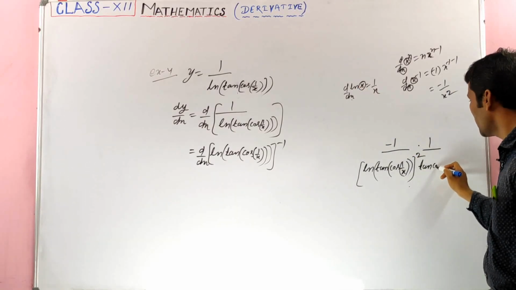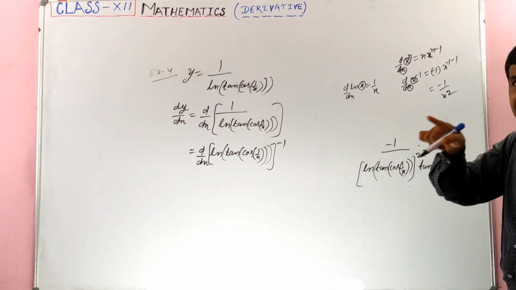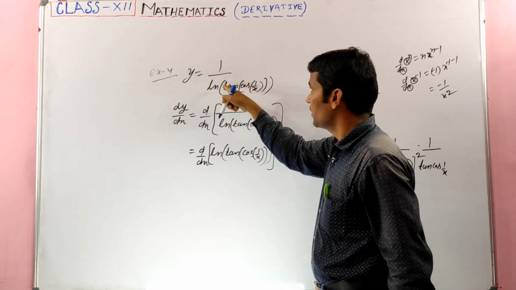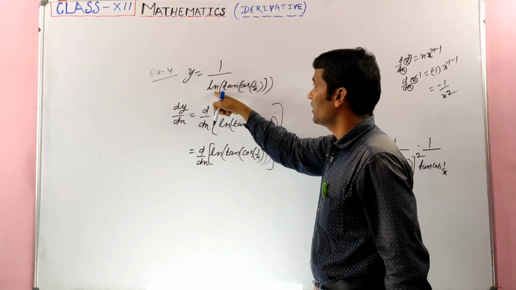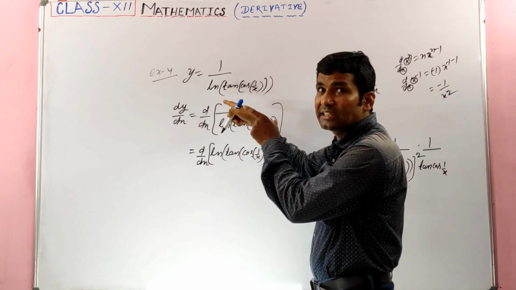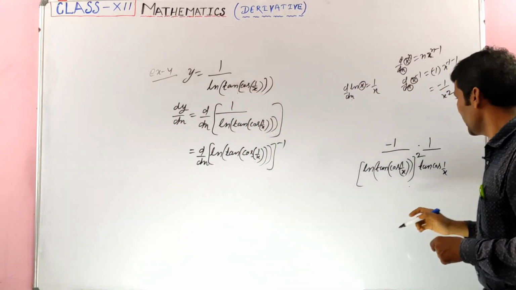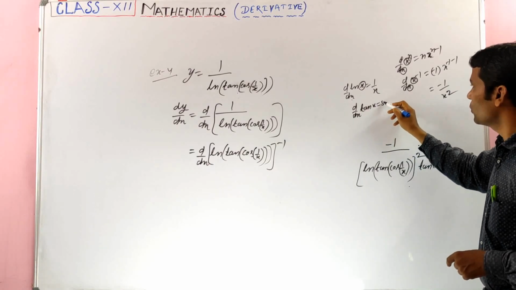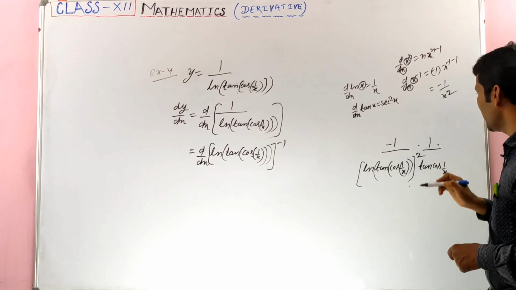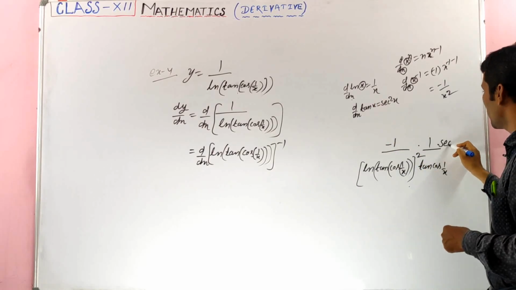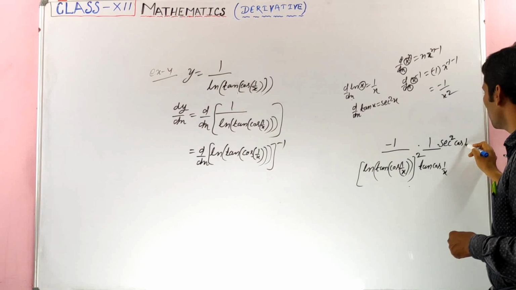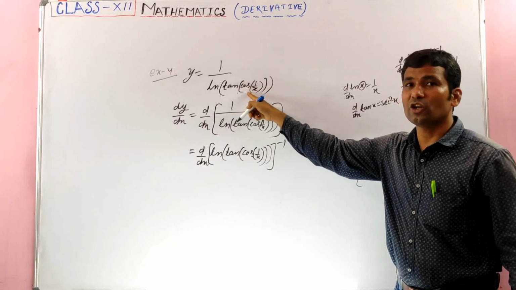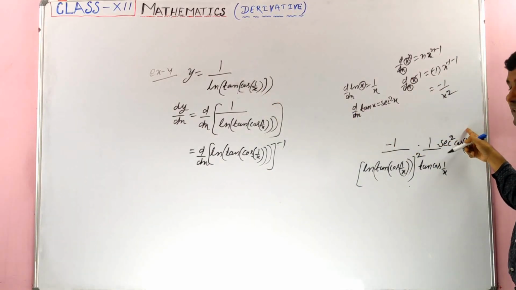So 1 by tan cos 1 by x. I am going inside the function. First 1 by something, then the derivative of ln, then the derivative of tan. Again, what is the something part inside ln? Tan of something. So the derivative d by dx of tan x equals sec square x. So here the derivative of tan of something is sec square of something, which means cos of 1 by x.